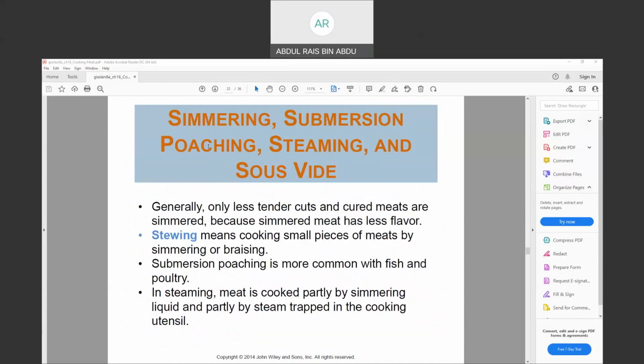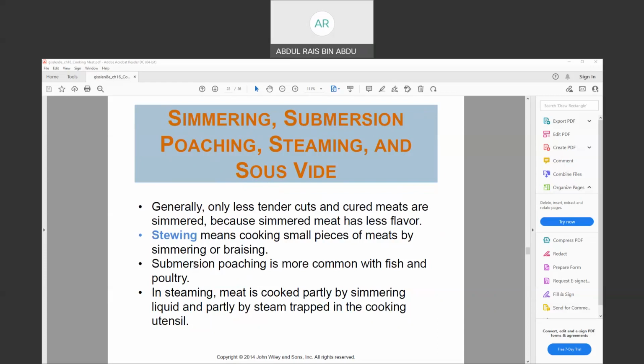For simmering and poaching, alright. It says generally only lean, less tender cuts and cured meat are simmered because simmered meat has less flavor. Stewing means cooking small pieces of meat by simmering, though stewing usually isn't simmering. Stewing is more related to braising.